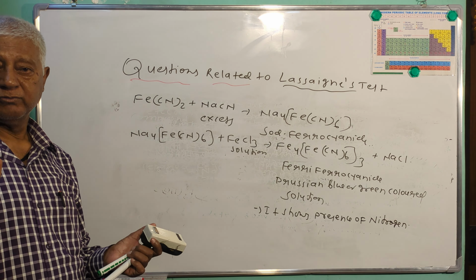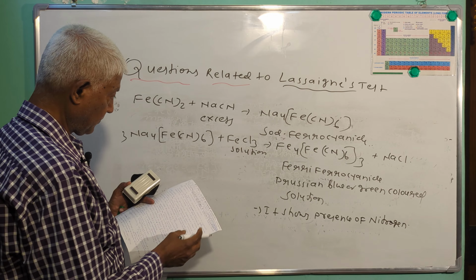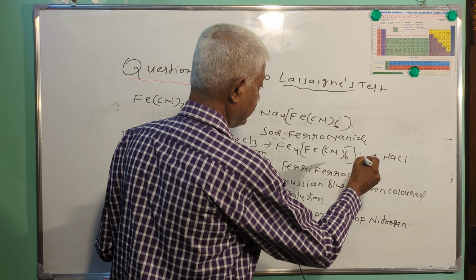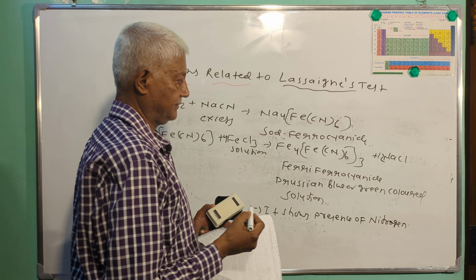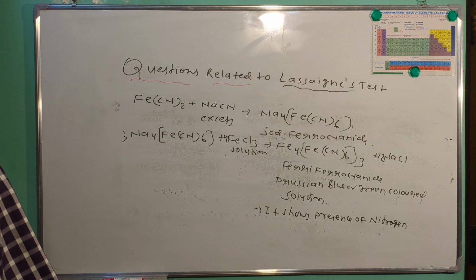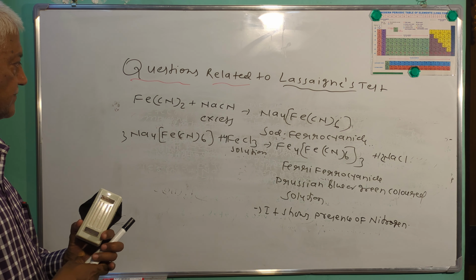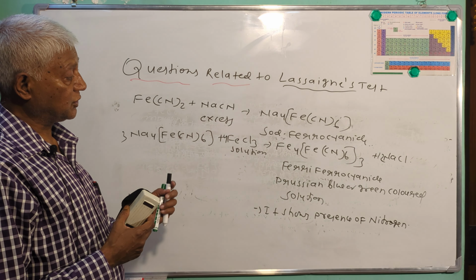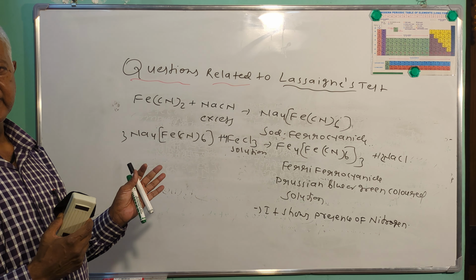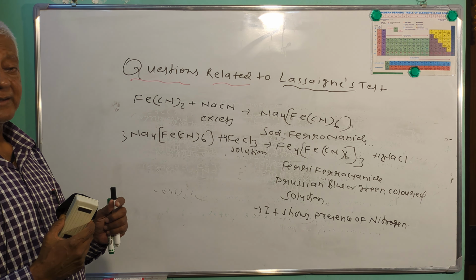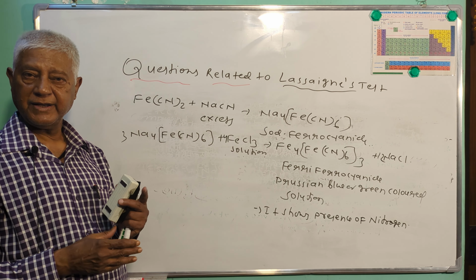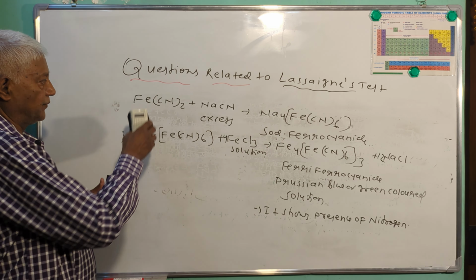3Na4[Fe(CN)6] + 4FeCl3 gives ferric ferrocyanide plus 12NaCl. So sometimes 3 questions can be asked from this one. First, how can you detect nitrogen in the given organic compound? Second, write the reactions involved during the test of nitrogen in an organic compound.